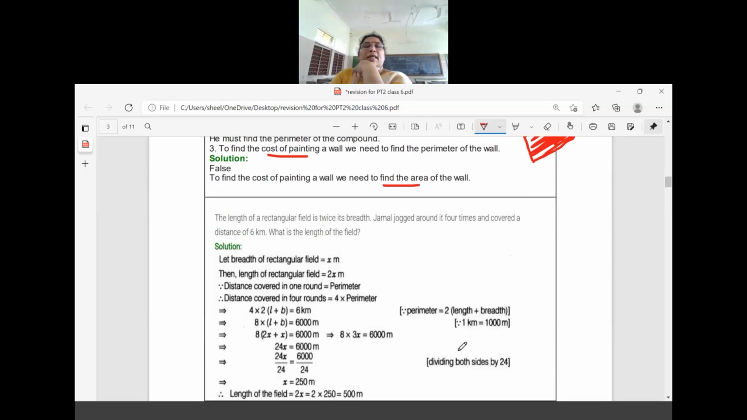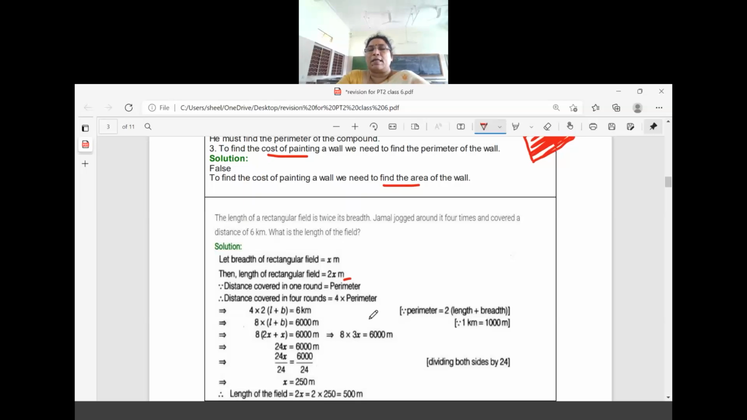Next question. The length of a rectangular field is twice its breadth, right? Jamal jogged around it 4 times and covered a distance of 6 kilometers. What is the length of the field? What is given here? The length of the rectangular field is twice its breadth. So suppose x is the breadth. What is the length there? 2x. Sorry, what is the length? 2 times the breadth. That is 2x only.